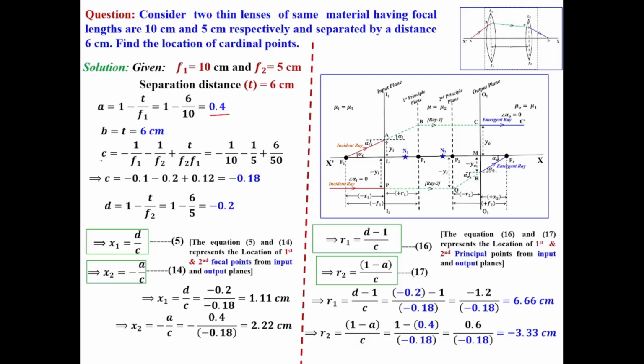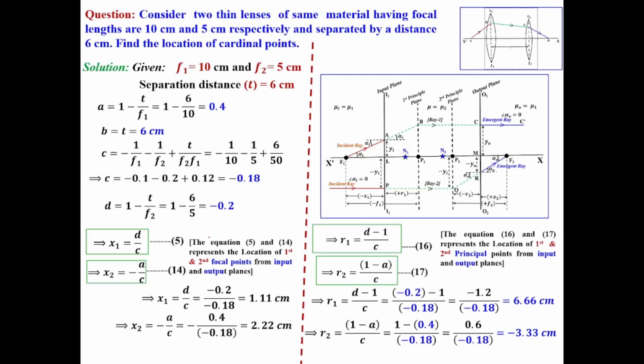Okay, then we are going to calculate C value. C value is nothing but minus 1 by F1 minus 1 by F2 plus T by F1 F2. Just substitute the values and we can find that C value equals minus 0.18. D value is 1 minus T by F2. By substituting T and F2 value, we can find the value. D value is minus 0.2.